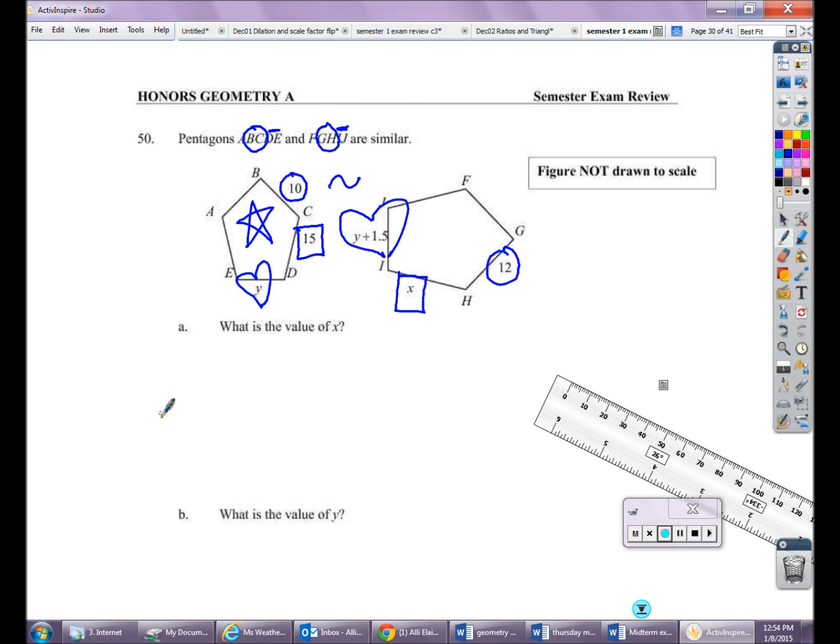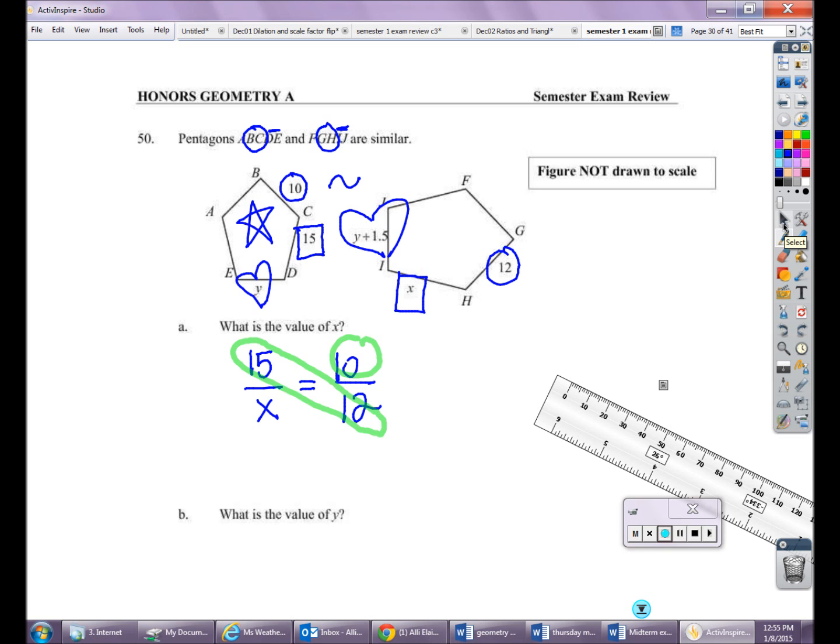All right, so what is the value of X? So X is partners with 15, and I want to put 15 on top. So 15, because I have my star here. You don't have to do it this way, but this is how I do it. So 15 goes with X. And then instead of picking Y, because that's another variable, I'm going to pick the 10. All right? So 10 on top, 12 on the bottom. 10 is partners with 12. And then you just cross multiply. So you do 12 times 15, and then divide it by that 10.